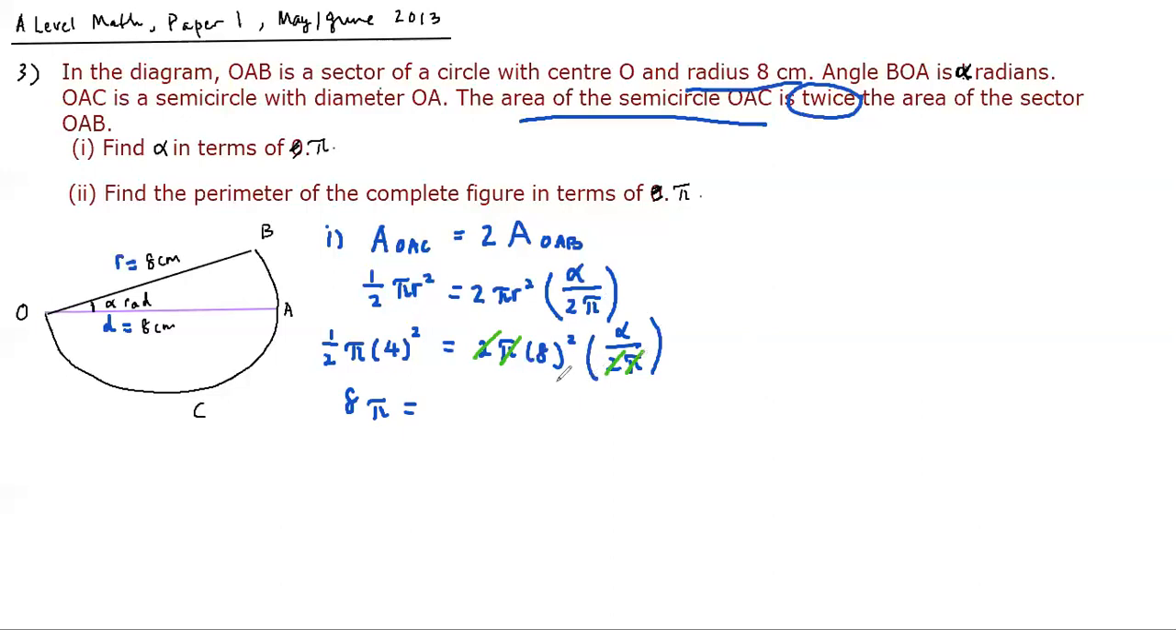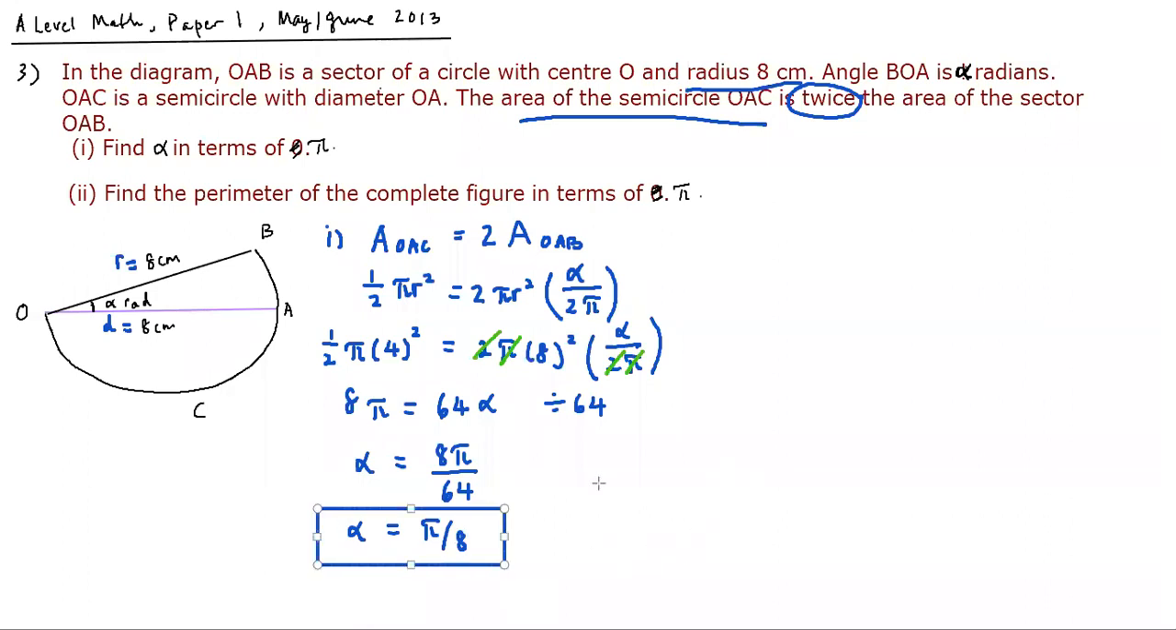On the right side, you are left with 64 alpha. You need to find alpha in terms of pi. To isolate alpha, you divide both sides by 64. Therefore, alpha is given by 8 pi over 64. So alpha is pi over 8. That would give you the answer for part 1.